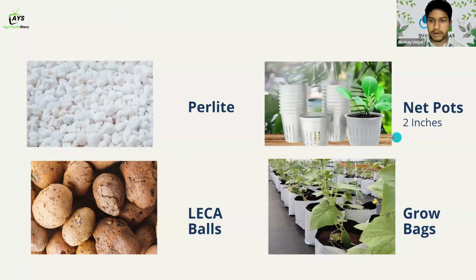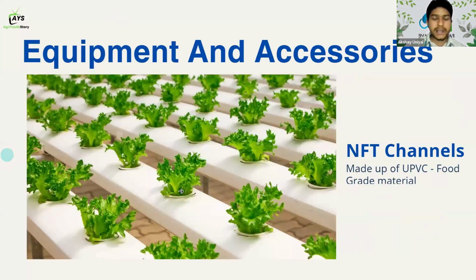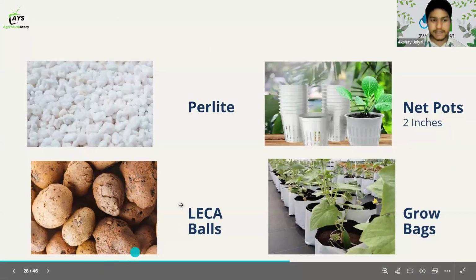crops. So they are net pots which will have, you see here, a mixture of cocoa peat and perlite in the net pot. For leafy vegetables, which you saw here, in India we use these leca balls directly inside the net pots. This is what a grow bag looks like.